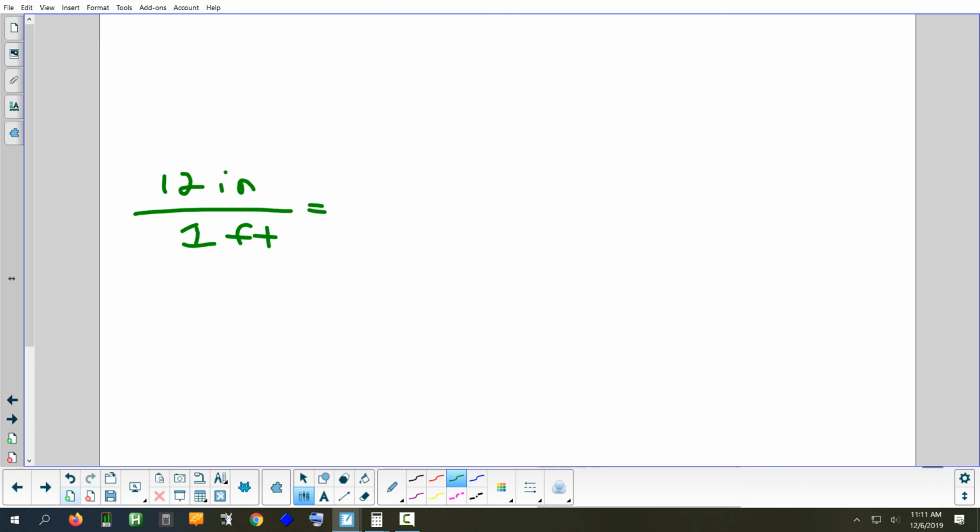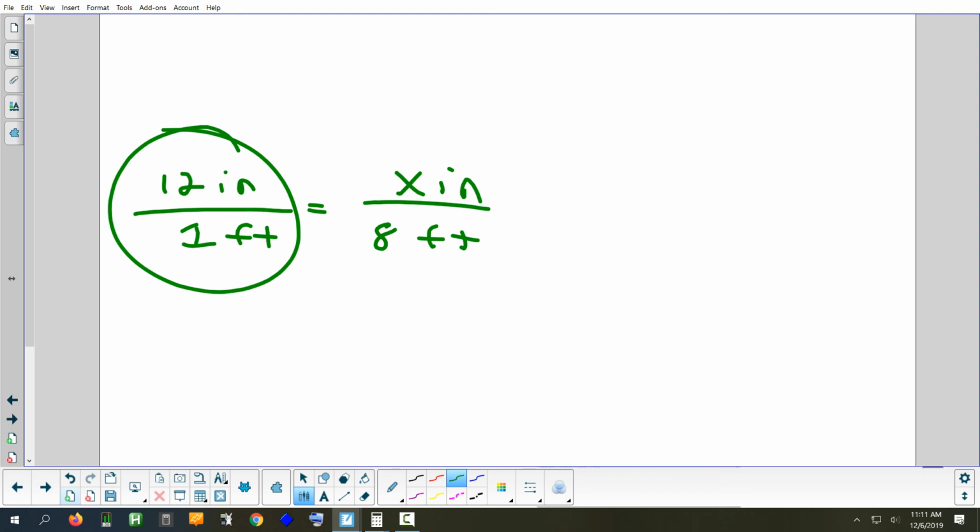Now, if somebody said, okay, how about in 8 feet? How many inches? Well, that's easy. Just put 8 feet right here. Put X inches right there. Cross multiply and I can solve. But the whole key to setting this proportion up was that fact that I had on the left.